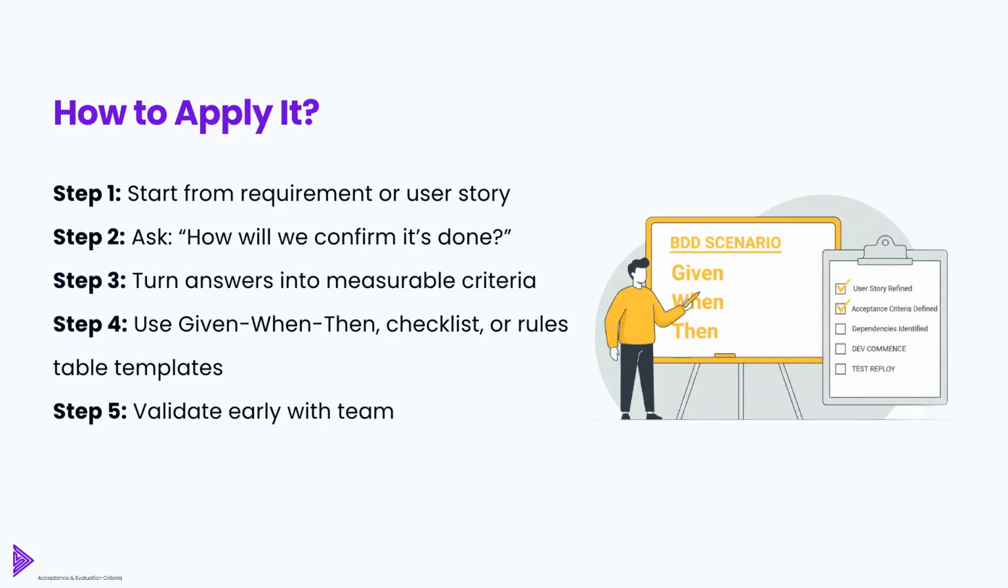Here's the practical part. Start from the requirement, then ask, how will we know it's done properly? The answer becomes your acceptance criteria. Choose a structure: given, when, then, a checklist, or a rules table. Share them early and get the whole team to validate. Design, dev, test, and business, so everyone's aligned.